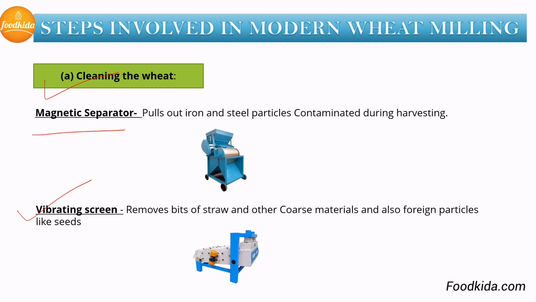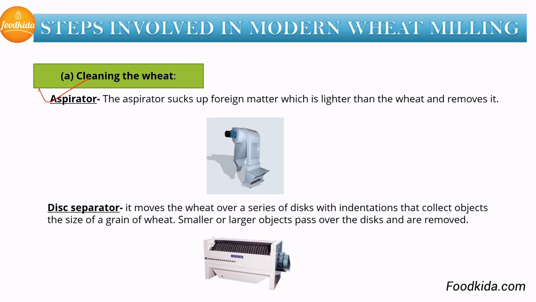As the name suggests, it consists of vibrating screens, which help to remove bits of straw, other coarse materials, and other foreign materials like seeds. The main objective of the vibrating screen is to remove material other than the grain that is present along with the wheat, such as seeds, straw, or any foreign materials that come from the field along with the wheat grain.